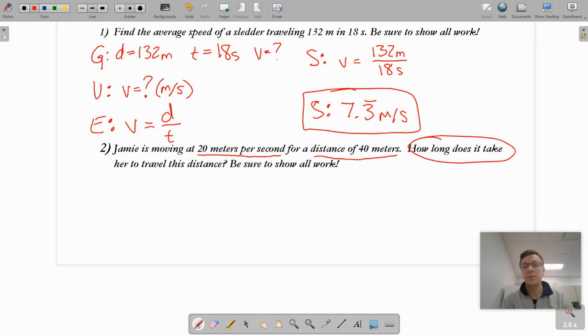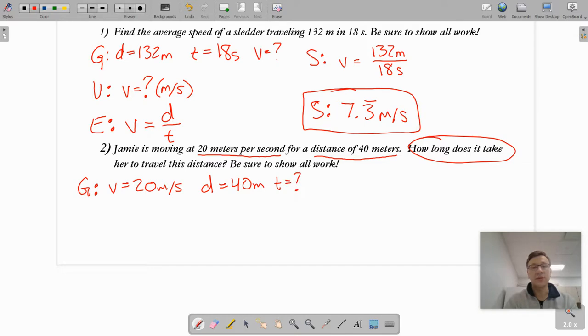So I'm circling that because that's asking us to solve for the time. So how long does it take for her to travel this distance? So again, we'll write our givens down here. We know that the speed is 20 meters per second. We know that the distance is 40 meters. And then we know that we're solving for the time because it asked us how long does this take. Okay, so our unknown and units here, we're solving for time, and time is going to be measured in seconds.